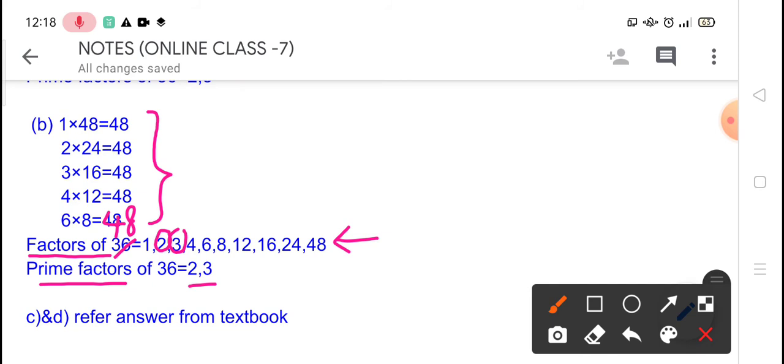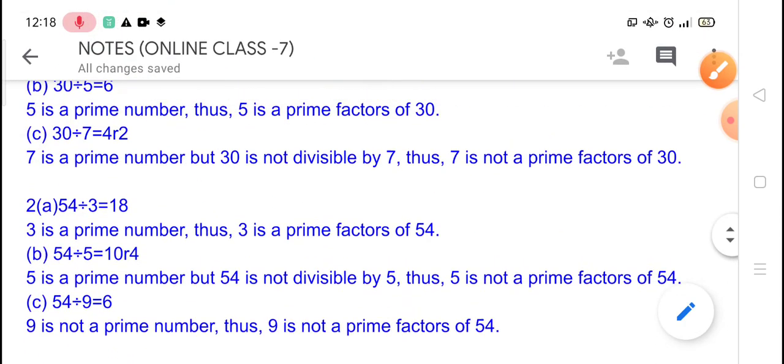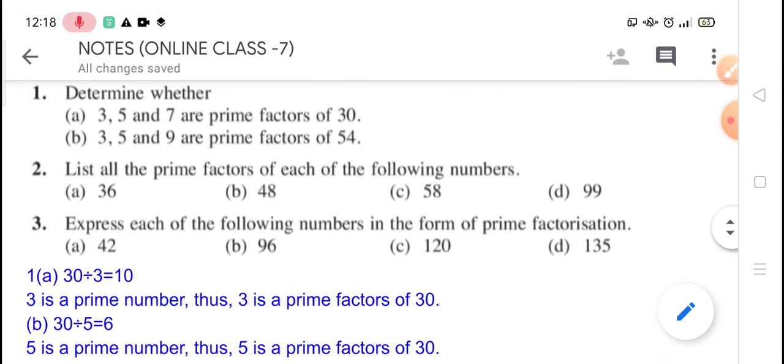Okay, so students, for question C and D, please kindly check your answers with the answers from your textbook. The reference is behind there, you can check there. So for question C and D, you do your checking by yourself. Okay, so we have done this one. And now question number 3.